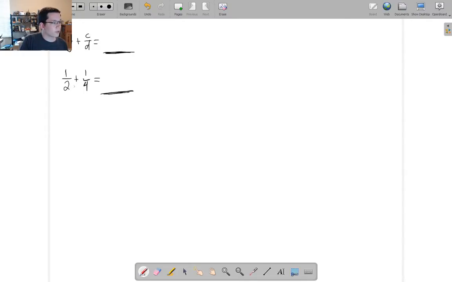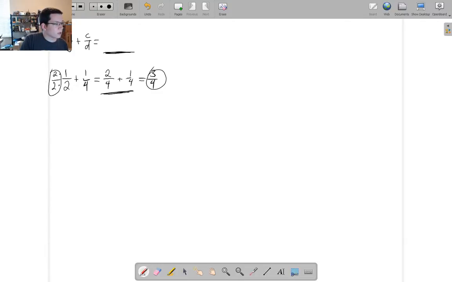We have a 4 over here, and I can turn a 2 into 4 pretty easy, but I can't turn 4 into a 2. So we're going to multiply by 2 on top and bottom, which will give me 2 over 4 plus 1 over 4 equals 3 over 4. So that's 3/4.